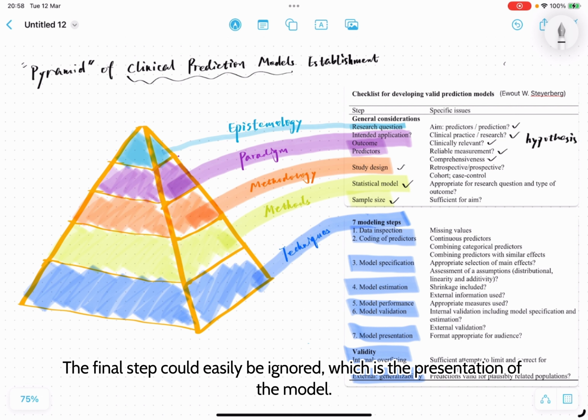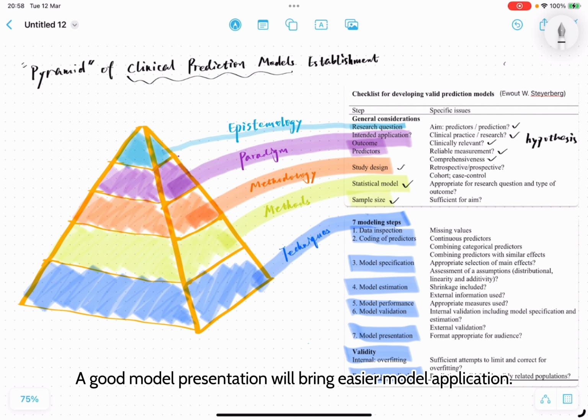The final step could easily be ignored, which is the presentation of the model. A good model presentation will bring easier model application. Each of these rules and steps will be discussed in detail in an easy-to-understand way in the future.